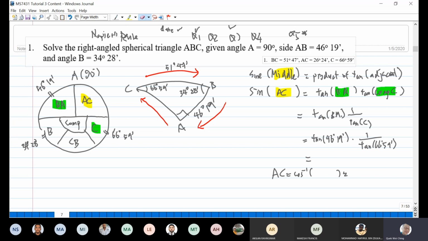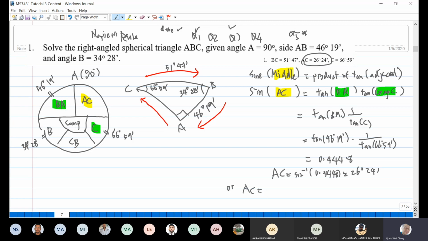Okay, 0.4448. So now this is actually sine inverse 0.4448. So the answer given by the book is 26 degree, 24 minutes. Okay, this is one AC. However, 26 degree, there's also another answer. I just press the inverse calculator. There's another answer here.